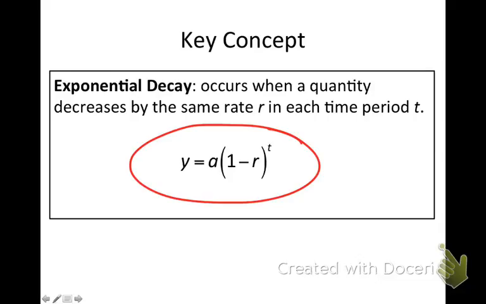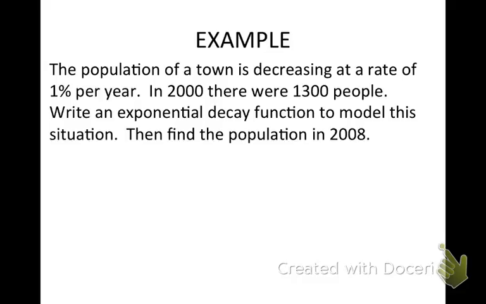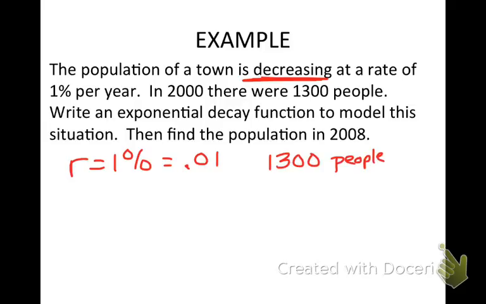All right, so let's do this one. The population of a town is decreasing. So there's my first clue that we're going to be doing decay. My rate is 1%. 1% as a decimal is what? 0.01. In 2000 there were 1,300 people, and we want to know the population in 2008. So from 2000 to 2008 makes my t be 8.